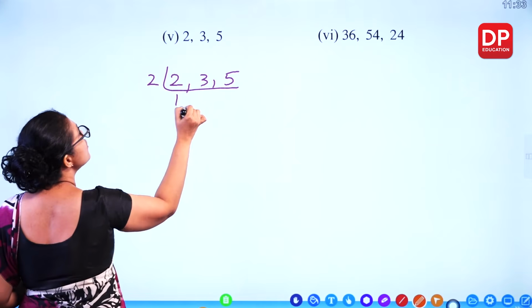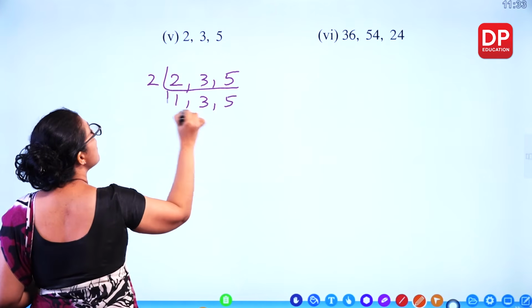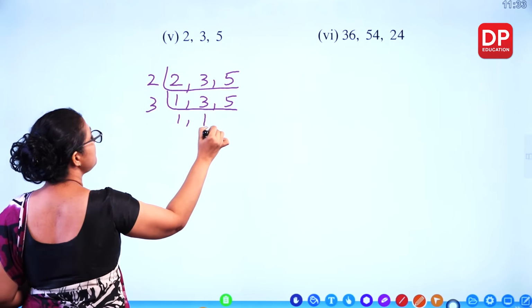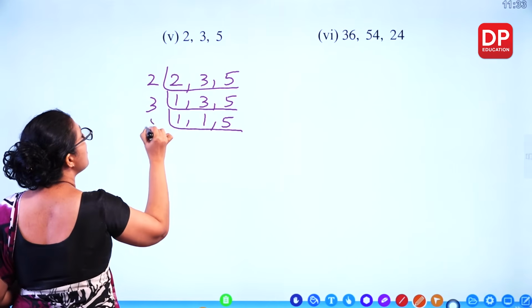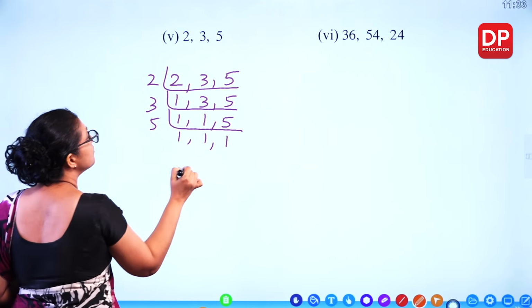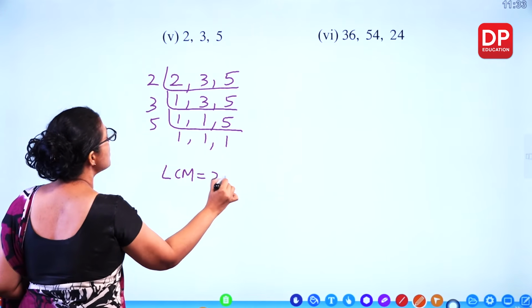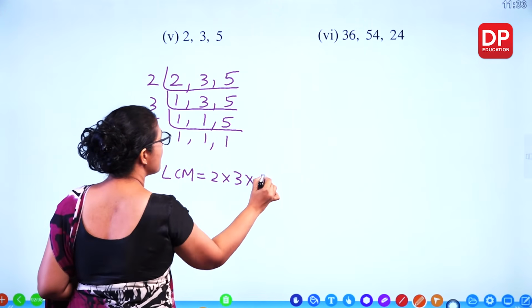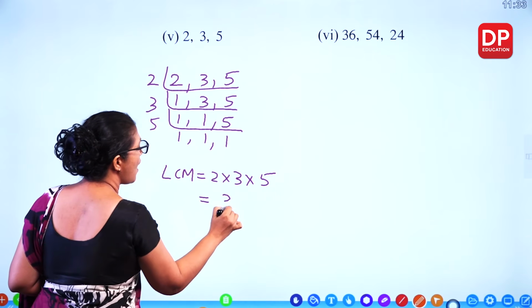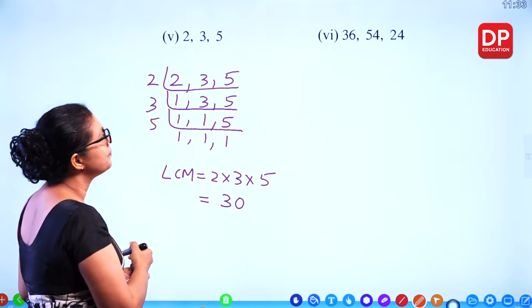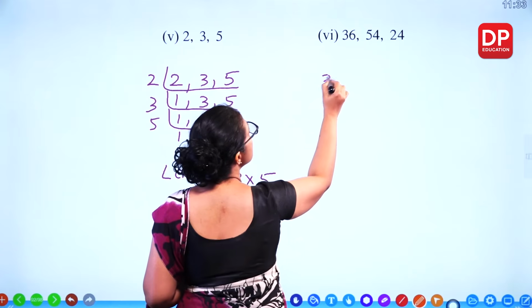You can divide by 2. Divide by 3. And divide by 5. So what's the lowest common multiple? 2 times 3 times 5. 6 times 5, 30.